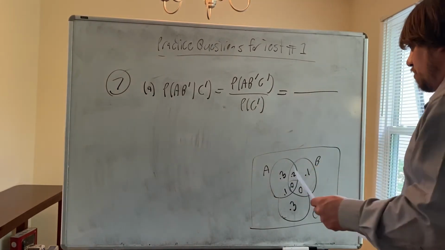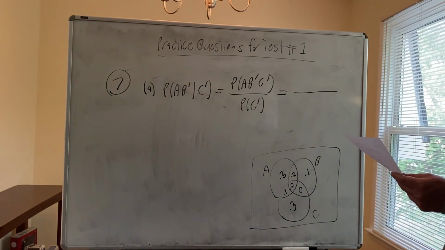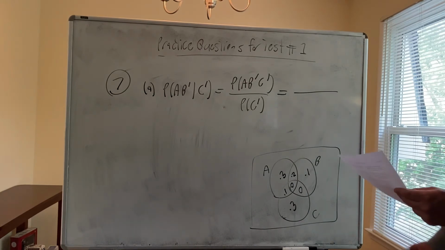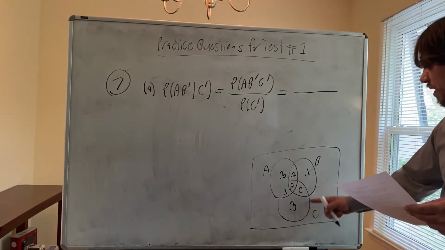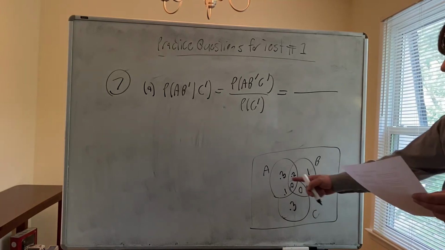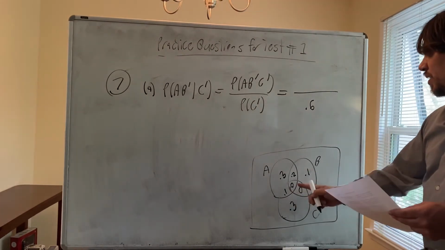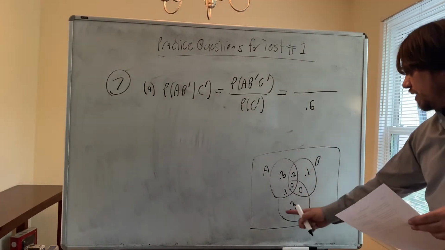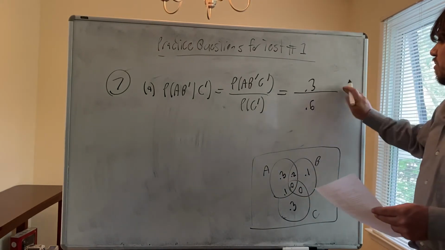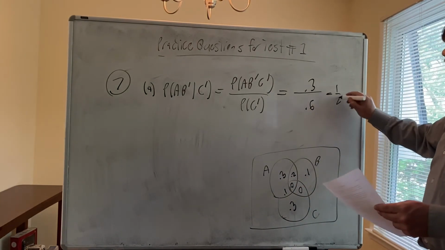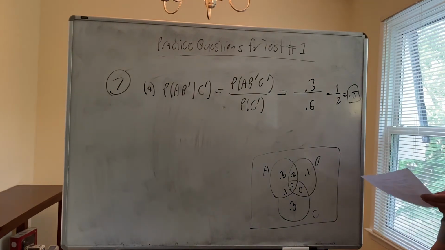What is the probability of C prime? Not being in C is not in circle C, so just add up the probabilities that are not in C. So 0.3 plus 0.2 plus 0.1, that's 0.6. The probability it's in A, not in B, and not in C, that's only 0.3. So it's 0.3 over 0.6, and that's 1/2, or 0.5. So the answer to part A is 0.5.